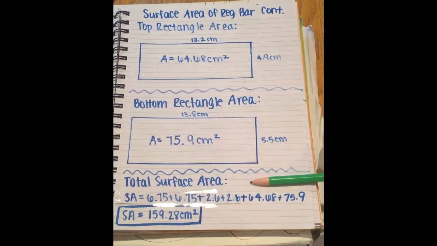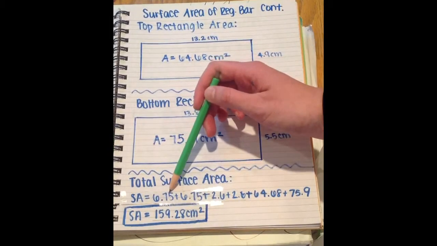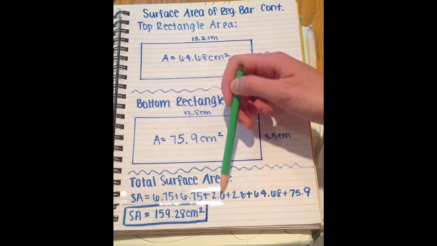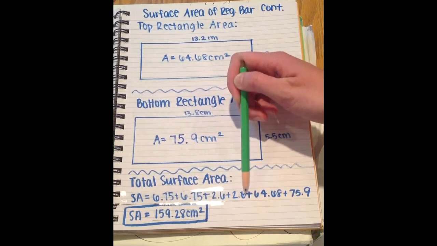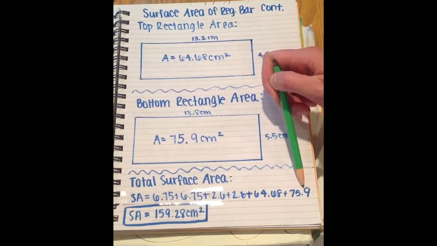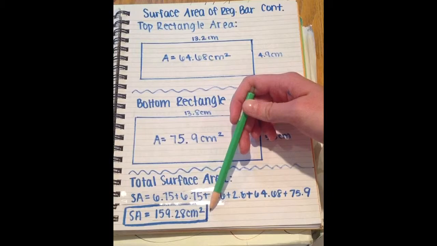And then again, like I did with the volume, just added all the surface areas that I had gotten together, which was the longest side surface area times 2 because there are 2 of them. Shortest side, again, times 2 because there are 2 of them. And the top rectangle, the bottom rectangle, my total surface area was 159.28 centimeters squared.